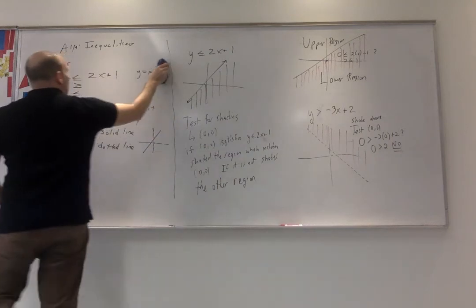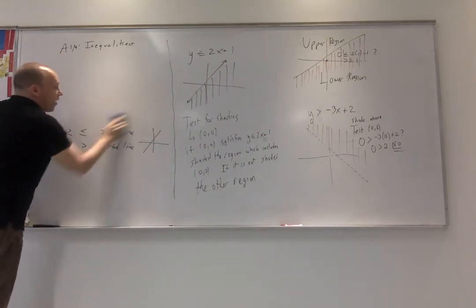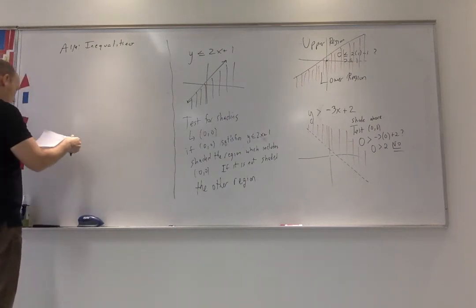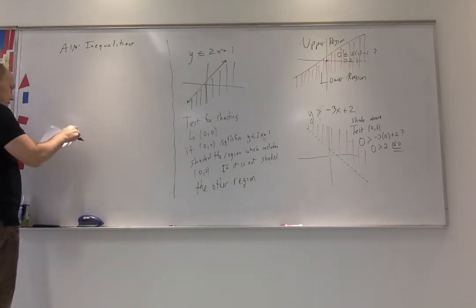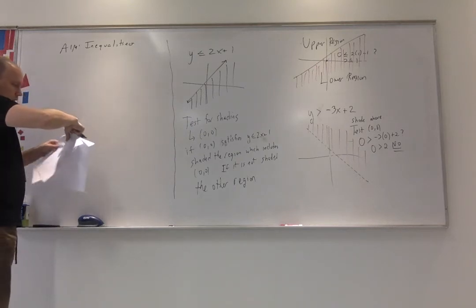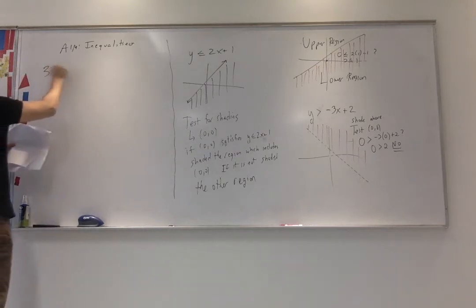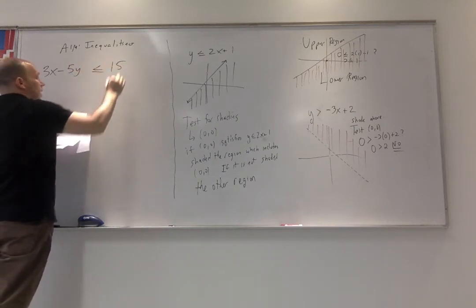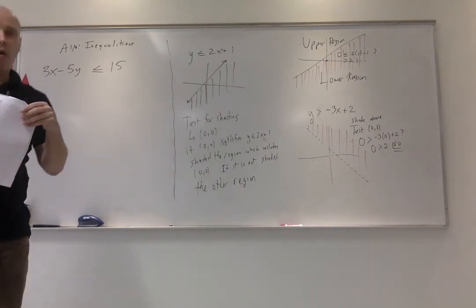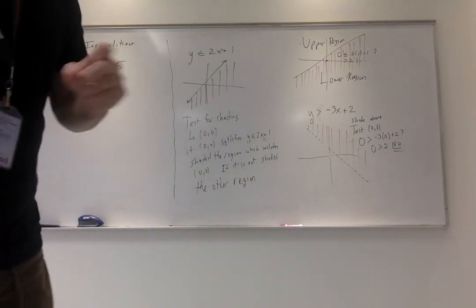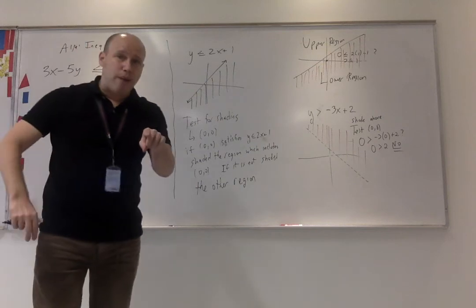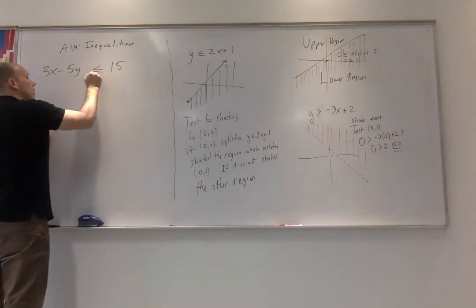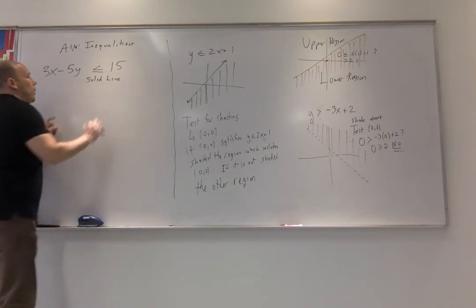Let's try this one. I'm about to teach you a trick, so let's change it up a little bit. How about this one? Ready? 3x minus 5y is less than or equal to 15. Now, you look at that and you go, oh, that's the graph with the intercepts. Whatever line we have, we know that it's a solid line. But this is with the intercept.